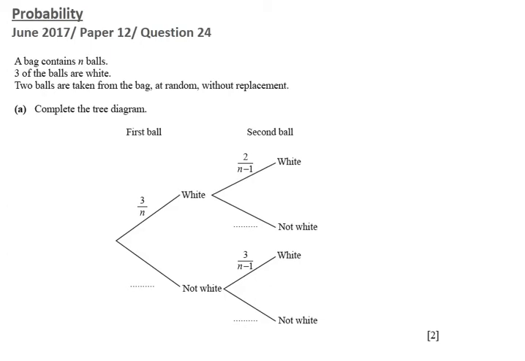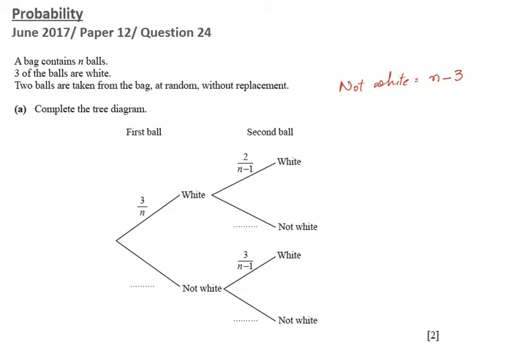Okay, so here we have 3 balls that are white and the remaining balls will be not white, as given on the tree diagram. Also they are saying to complete the tree diagram. So altogether we have n balls, so the probability of white is 3 upon n. Now how many balls are not white? As we know that the total balls are n, if we subtract the number of white balls from n, we will get the number of not white balls.